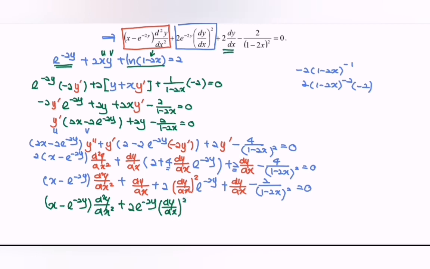Next, focus on this part. Notice that in here we have plus with the 2 dy dx. Then finally minus the 2 over 1 minus 2x bracket square equals to 0. So notice that we already shown the situation given.